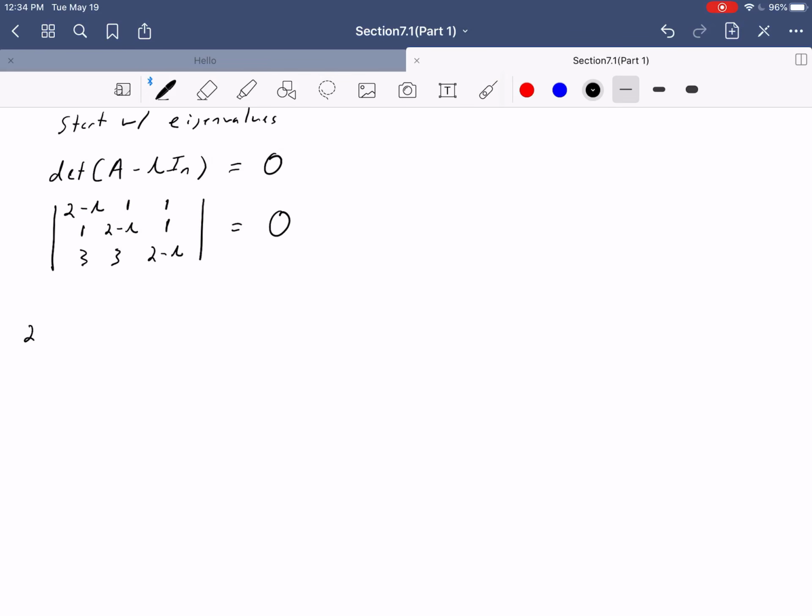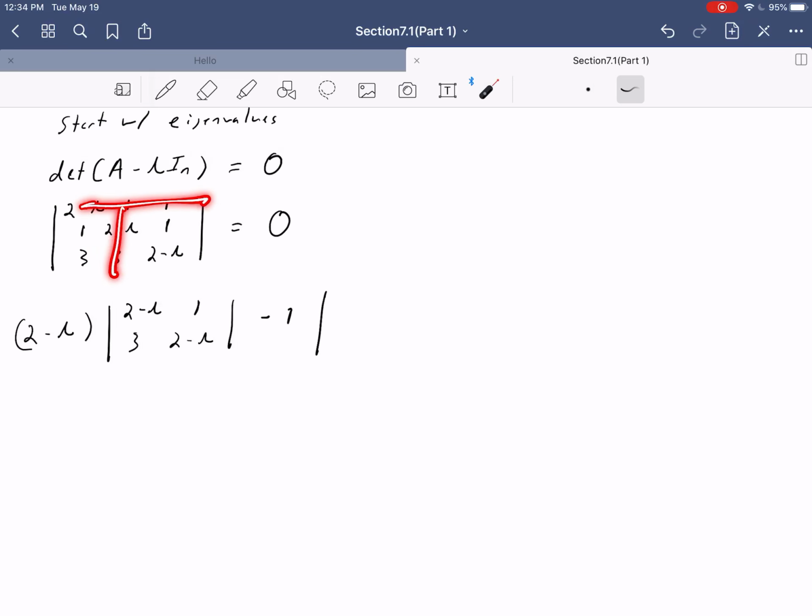So we're going to have 2 minus lambda times the determinant of 2 minus lambda, 1, 3, 2 minus lambda, because once we cofactor there, this will be the minor that we need to look at. Minus, because this entry is in the 1, 2 position, so we'll have minus 1 to the third power. So we'll have minus 1 times the determinant, and now we'll be crossing those out. So it looks like we will have 1, 1, 3, 2 minus lambda.